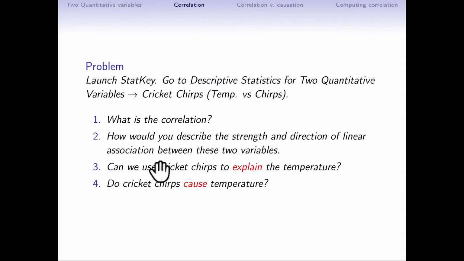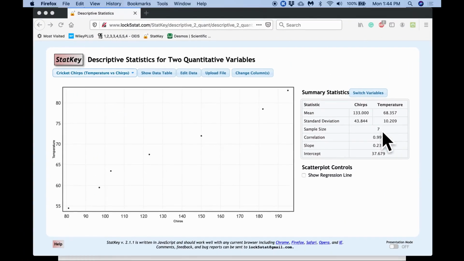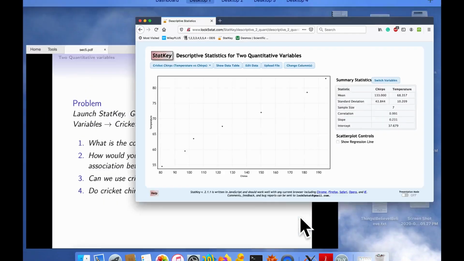How would you describe the strength and direction of linear association between these variables? So let's play the game the other way. Suppose that I saw this scatter plot. What would I be likely to conclude just from looking at the scatter plot? Well, we would look at this and we would say that the association is positive because as the chirps go up, the temperature goes up. And since the data is falling almost nearly on a straight line, we would have to conclude that the strength of linear association is incredibly strong. We would not be surprised if the correlation were in fact close to 1.